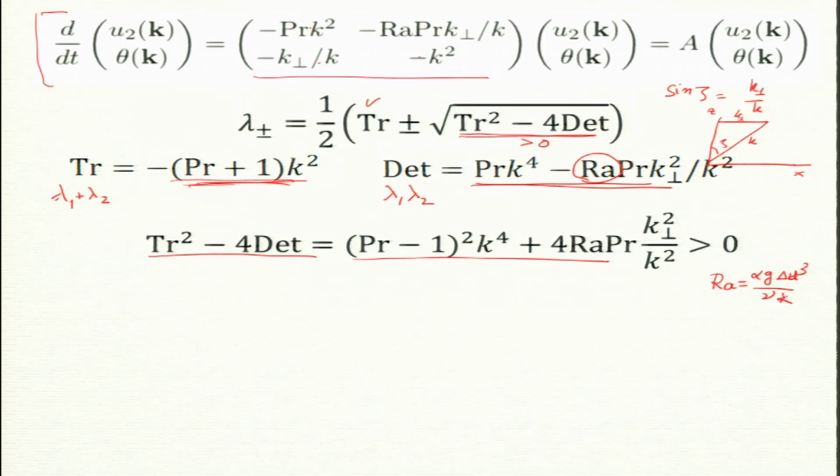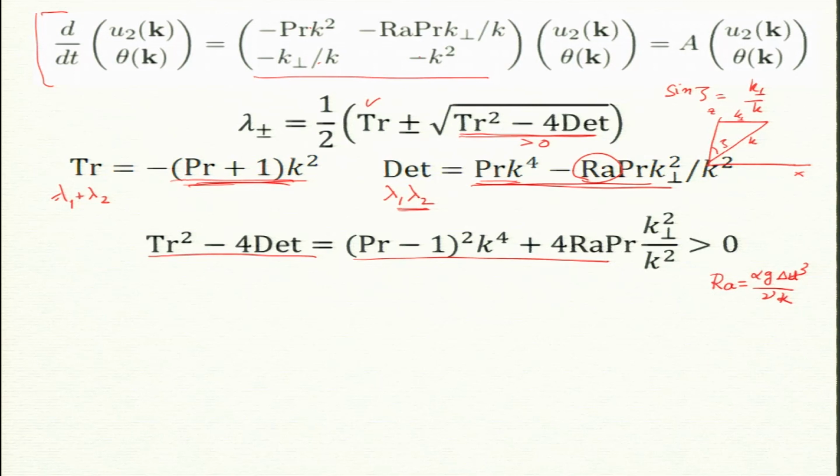Okay. If so, you can see that this is positive. Now, if the Rayleigh number is 0, then the determinant is positive. So, if the temperature difference is 0, then the determinant is positive, which means both the eigenvalues will be negative, because the determinant can become positive if both of them have the same sign, and one of them is definitely negative, so the other one must be negative.